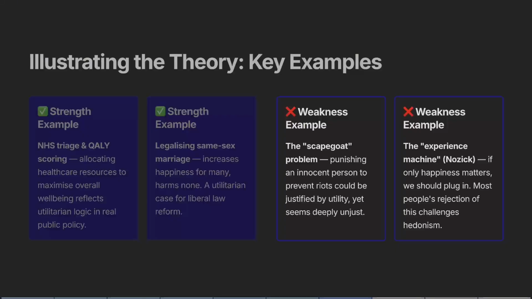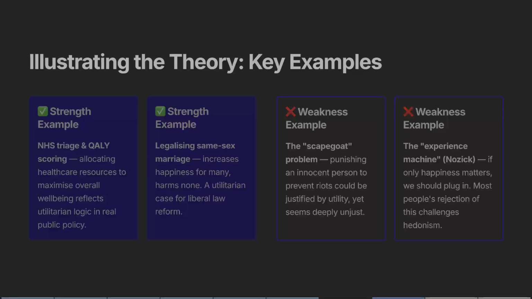But we sometimes will say the problem with these practical examples is the scapegoating of things. Punishing innocent people to prevent a riot could get justified by utility, and that seems unjust. And if only happiness matters, we should plug in. Most people's rejection of this challenges hedonism. And so the issue lies with, if happiness is the only goal that we have, we could live a life of hedonistic pleasure and disregard others.